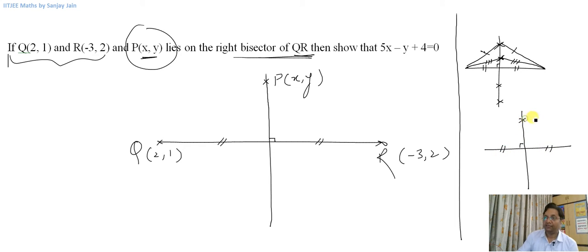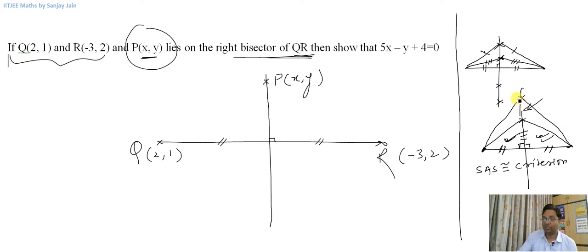Now if I take any general point on this perpendicular bisector, and join it with the extremes here, look at these two triangles. This side is equal to this side, and this side is common to both triangles, and this angle is 90 degrees, so this angle is also 90 degrees. So by the side angle side congruence criterion, these two triangles are congruent, and this will be true for any point lying on the perpendicular bisector. You will have two congruent triangles.